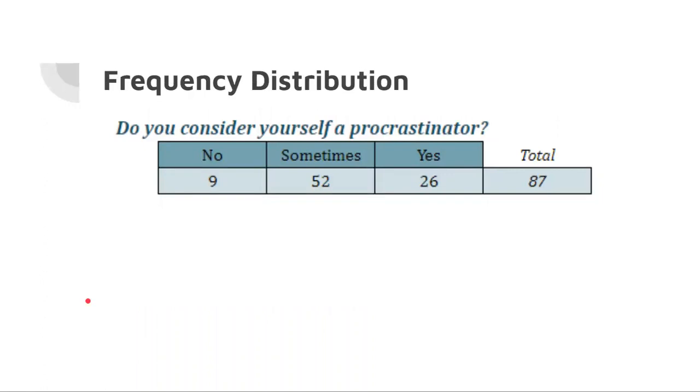So if we think about that question, do you consider yourself a procrastinator? This here is a frequency distribution. It's just the number of times something happened. So 9 people said no, 52 people said sometimes, and 26 people said yes. This is about the limitation of what you can do with categorical data, univariate categorical data. You can show it in a pie chart or a bar graph. And yeah, it's interesting to summarize the data, but this is just a summary of the data.